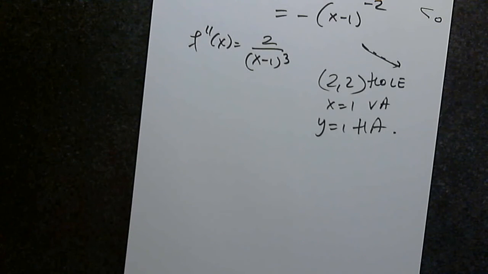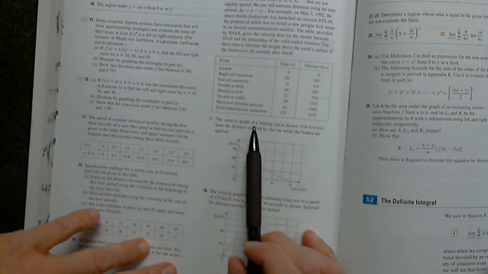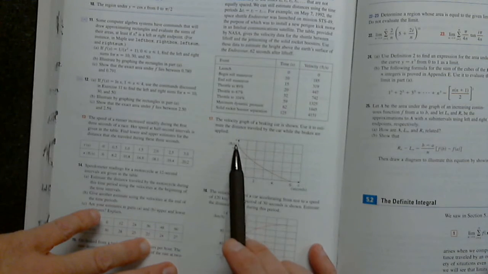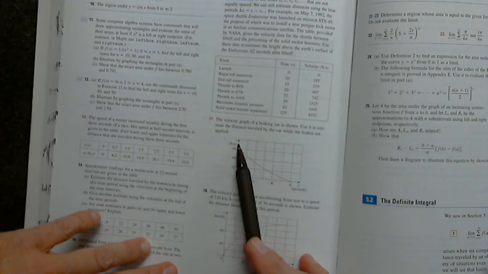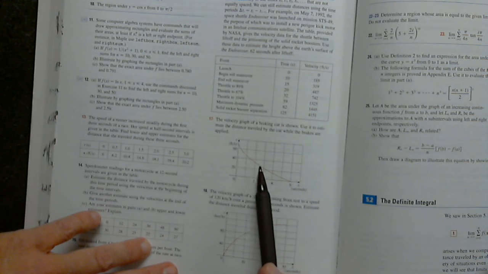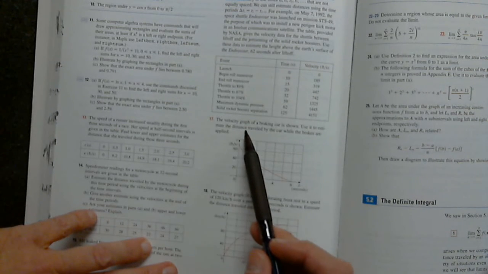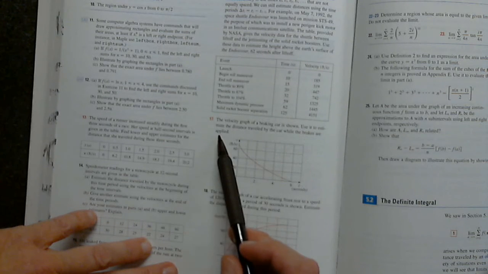I got my pencil ready because I'm sure you're going to encounter something like this in WebAssign. The velocity graph of a braking car is shown. So this is the velocity. It starts at 70 miles an hour, and it decreases to 0 miles an hour in 6 seconds. Use it to estimate the distance traveled by the car while the brakes are applied.